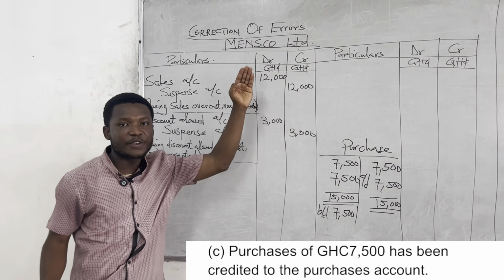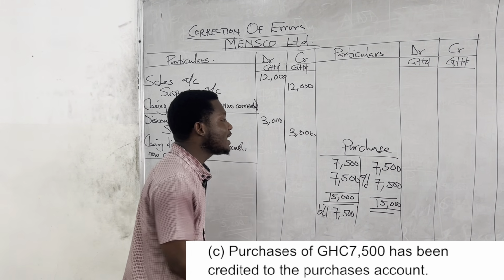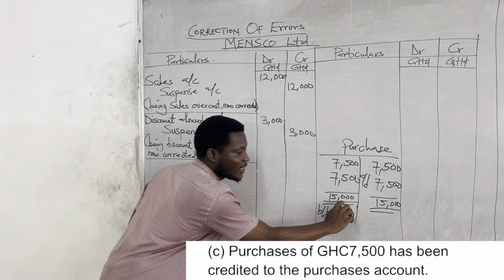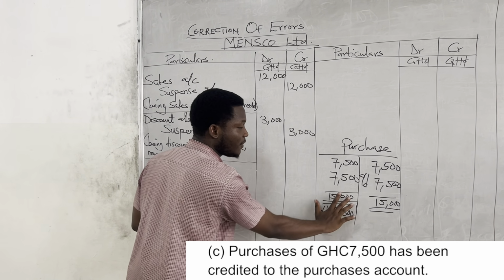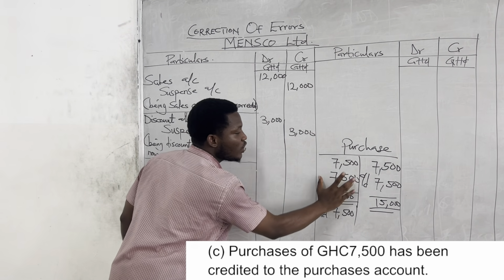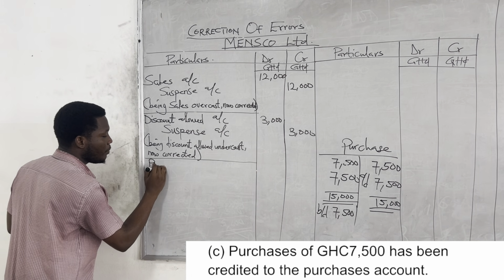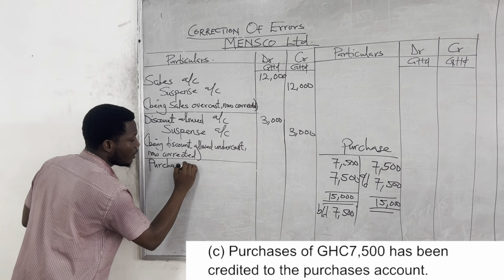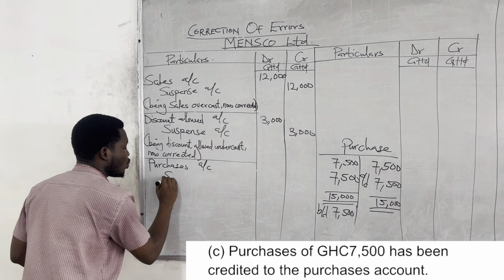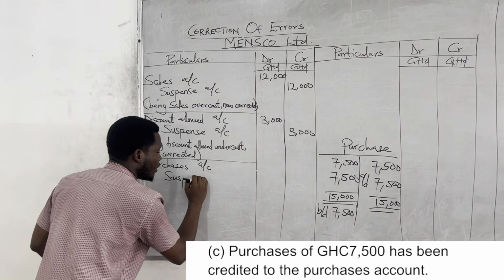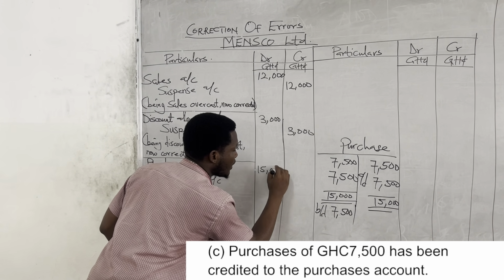You will double the figure. Error of partial reversal. So you will debit purchases by 15,000, which is these two. Sorry, it's 15,000. So you will debit these two, which is 15,000. So purchases account will be debited, purchases account, and then it will affect the suspense account. So suspense account, and the figure is 15,000.